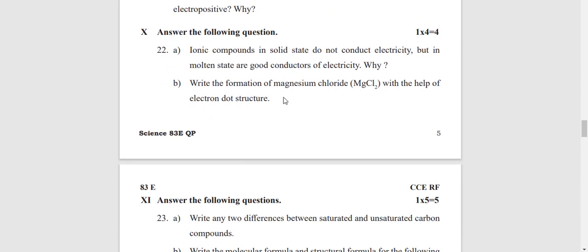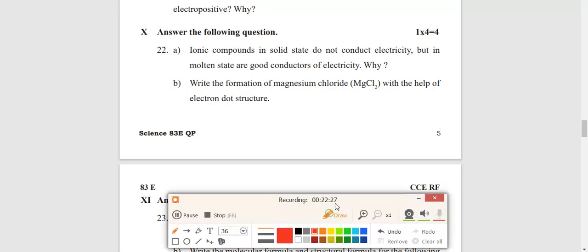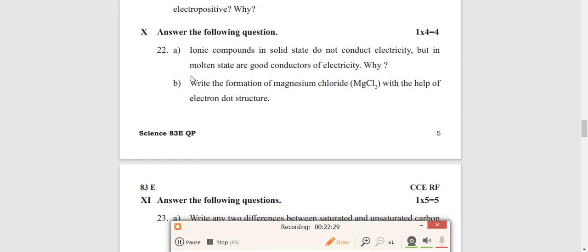In this again, how many questions are there? 1, 2, A and B only. And one question is of 4 marks. Sorry, this question number 10 carries 4 marks. One question is there, but it is divided into 2 parts, A and B, of 2 marks each. Ionic compounds in a solid state do not conduct electricity, but in the molten state are good conductors of electricity. This is a very important question.